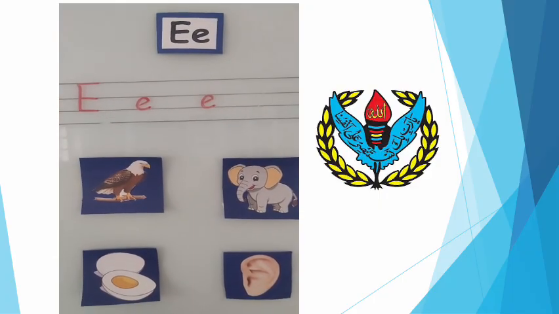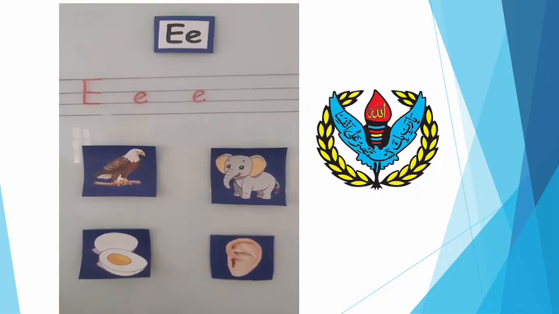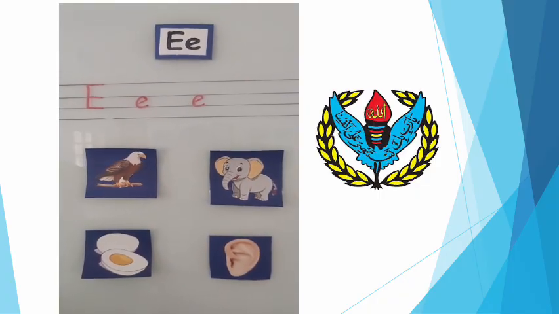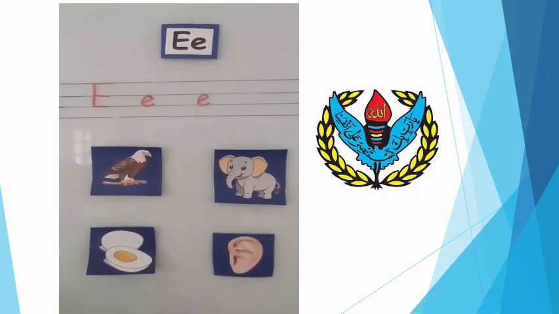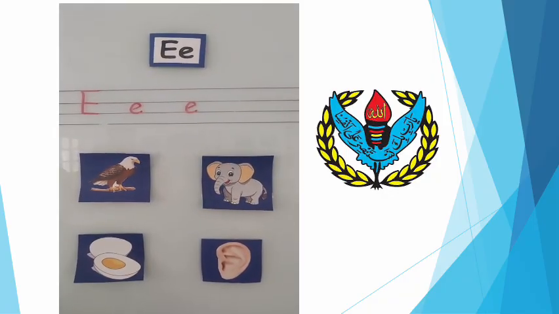Now have a look. E eagle, E elephant, E egg, E ear. Now practice writing E in your workbook.